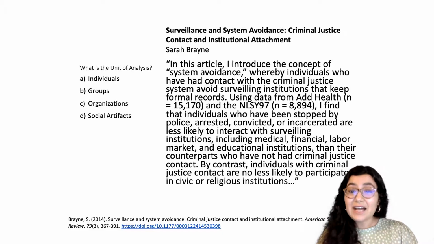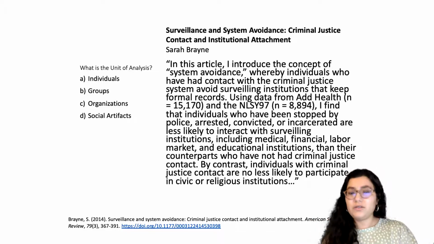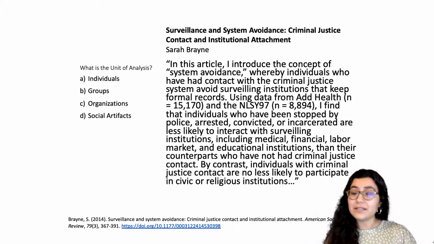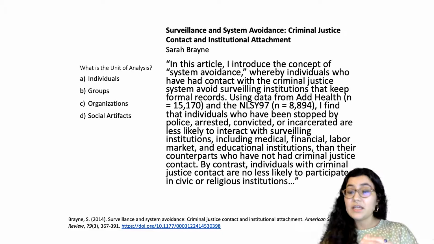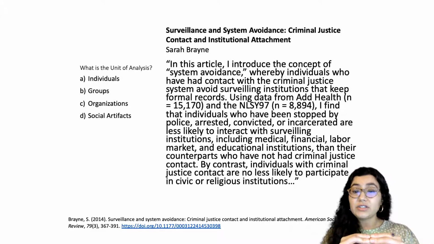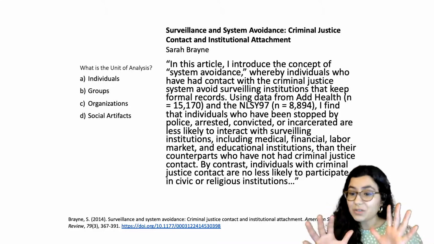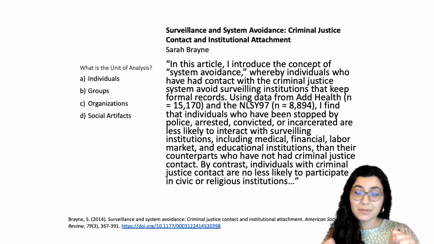And we can see that in her finding, right? I find that individuals who have been stopped by police, arrested, convicted, or incarcerated are less likely. So likely is a big word that you're going to see in a lot of research articles. And that's when we're talking about the specific sample element and the unit of analysis attached to that. So if you see the word likely, then that means that your sample element and unit of analysis is not far away from that specific space.